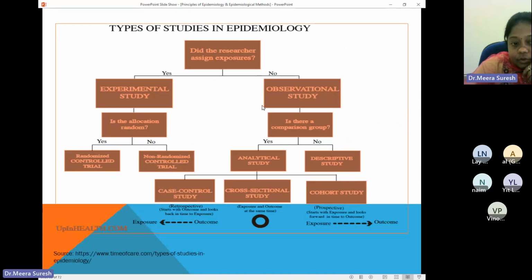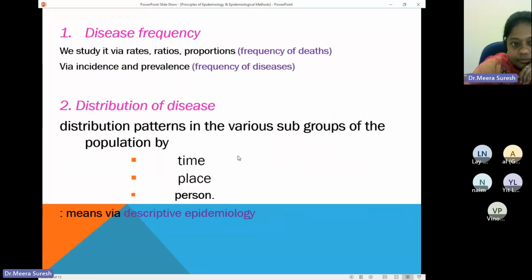So this is another type of flowchart where it is classified based on whether we are having an exposure or not. So we have the observational study and experimental study based on the exposure. If there is no exposure, we are going to have an observational study. If there is an exposure, and the researcher is going to assign that, what does this mean? I will tell you later when we learn those studies. This one we'll do later. Now we will concentrate on the descriptive study itself.